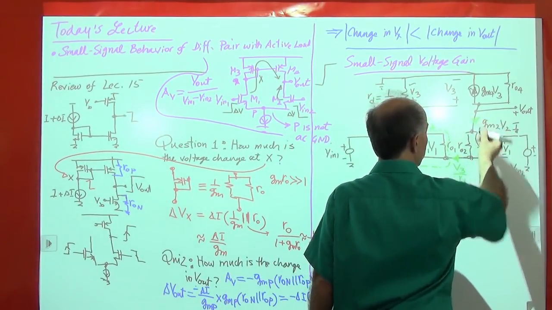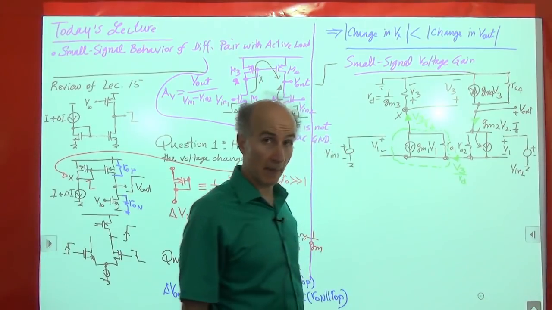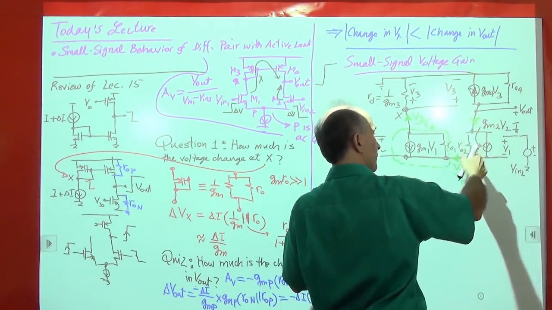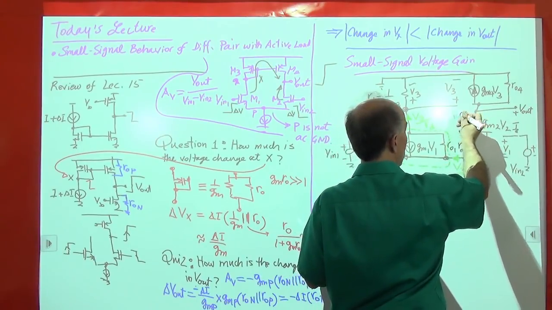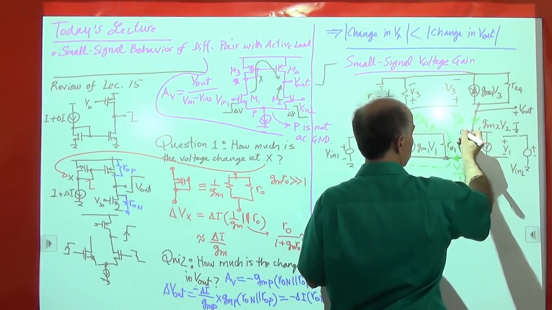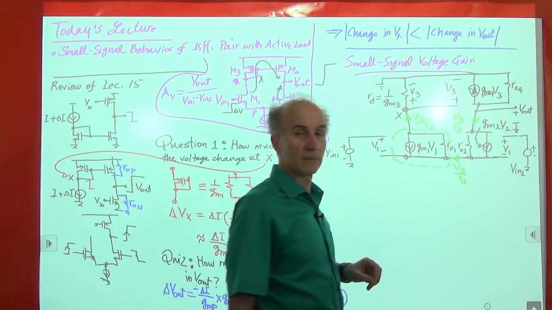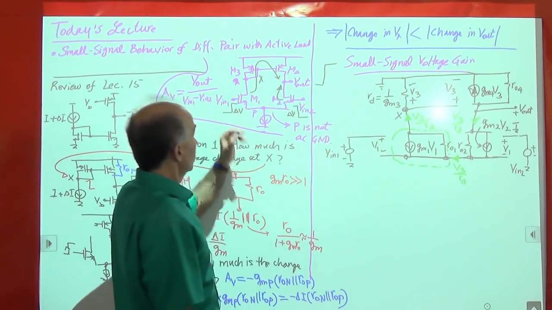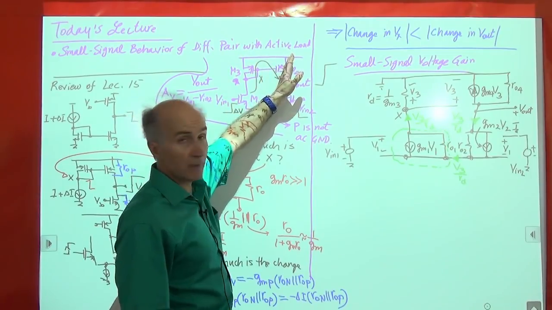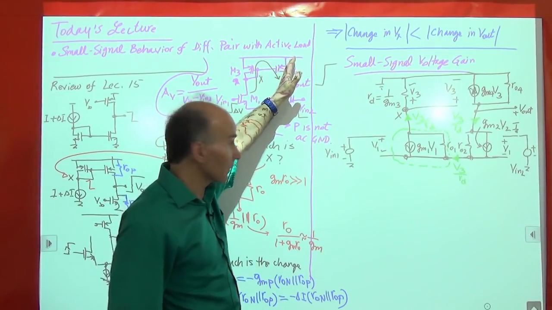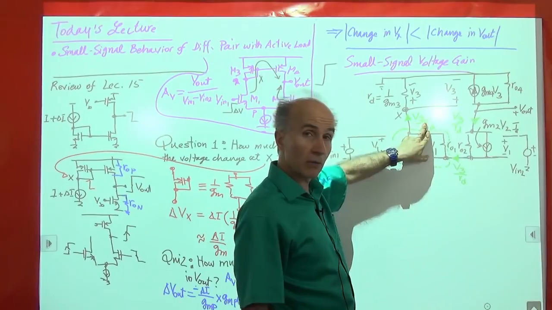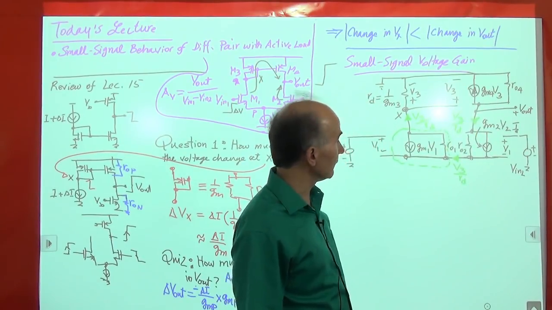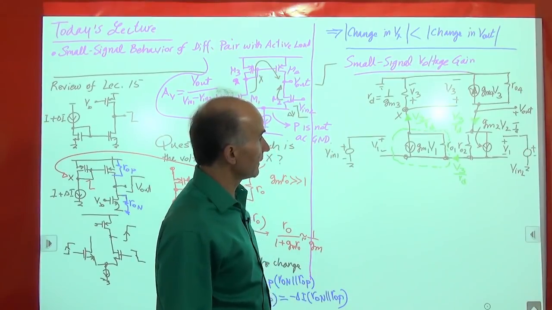Okay, how about this current? How much is this current? Same story, right? If I draw a box around this, one wire goes in, one wire goes out. So this also has to be V3 over RD. That's not surprising, really, because what this means is that the current through this device is the same as the current through this device. After all, it's a current mirror, right? So if this guy has V3 over RD, this guy also has to have V3 over RD. Okay, so that's all right.